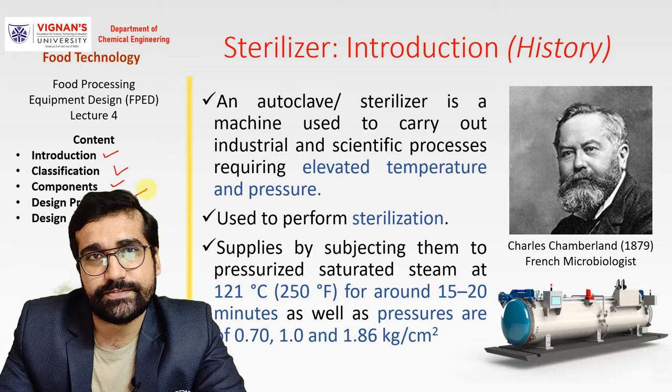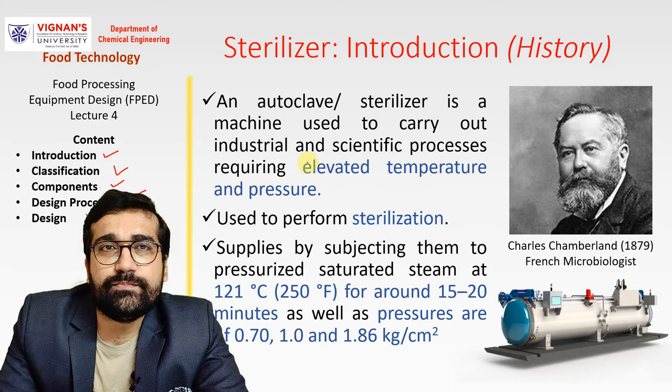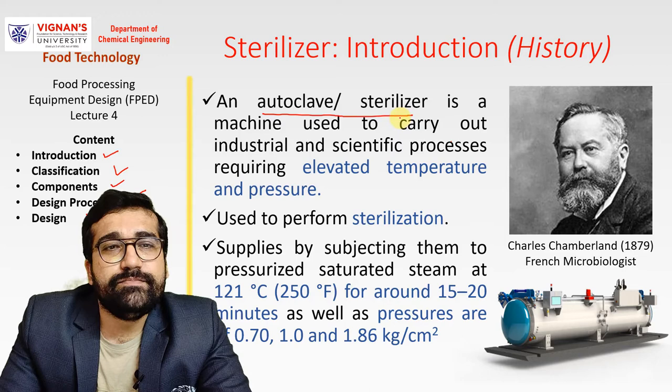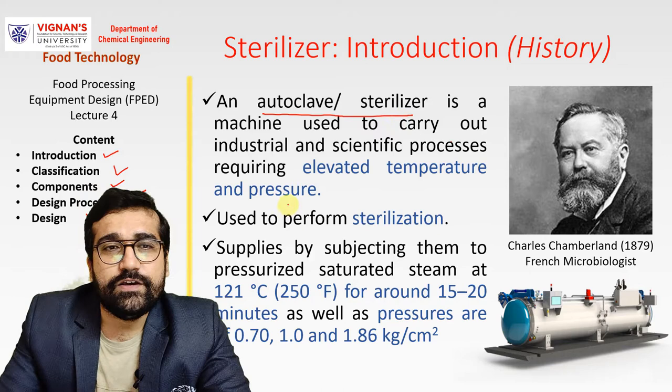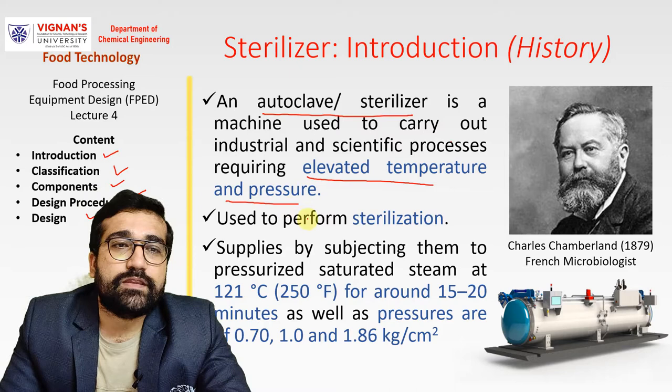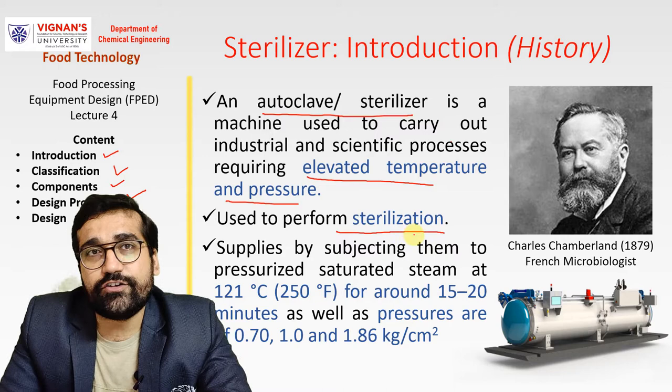So before starting the lecture, I am giving some introduction about sterilizers or autoclaves. Sterilizer or autoclaves are generally one term. This is a machine which carries out specific processes at elevated temperature and pressure. So in a sterilizer or autoclave, we achieve high temperature and pressure. The process we carry out in a sterilizer or an autoclave is sterilization.